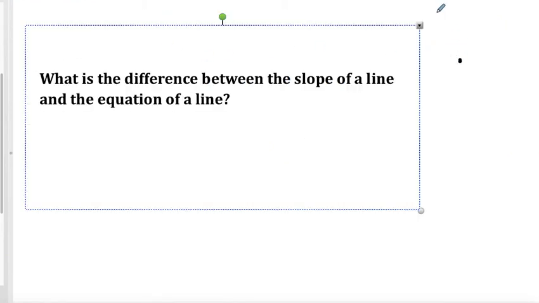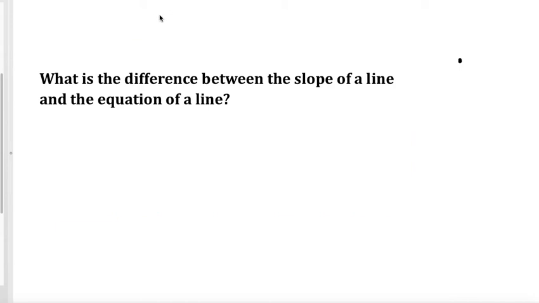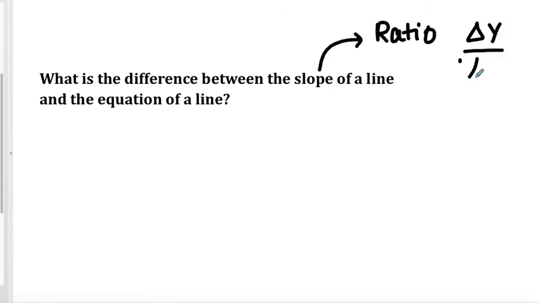All right, so let's use that and let's ask ourselves some questions, okay? What's the difference between the slope of a line and the equation of a line? Well, we've got to remember that the slope is a ratio, which means a fraction, of the change in y over the change in x of any points on the line. An equation of a line is the equation that represents every point on the line. And we have three different equations of lines that we know. We've got slope-intercept, we've got point-slope, and we have standard form.